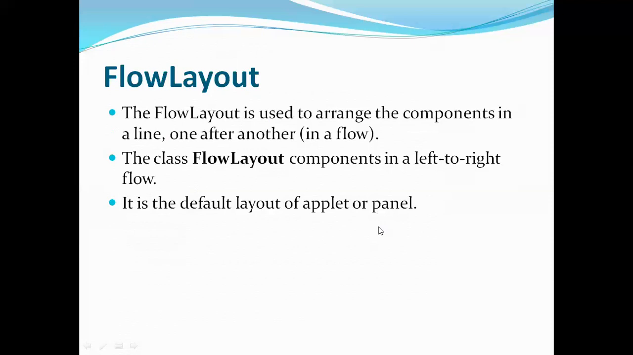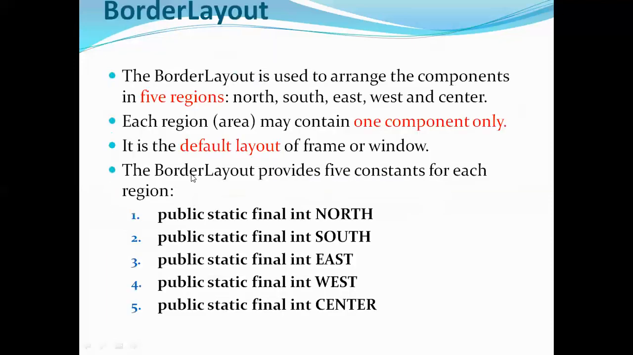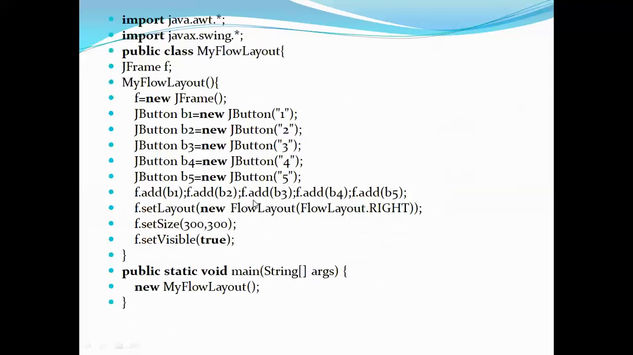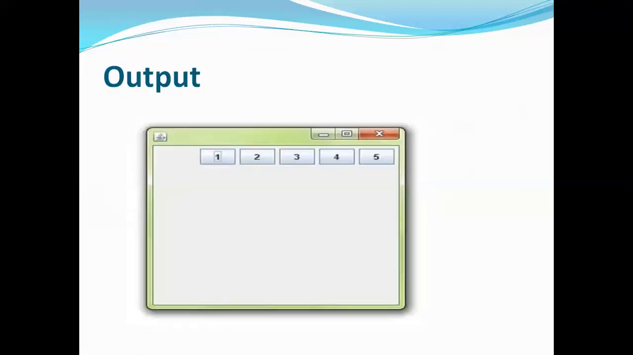So just remember, the previous one was the default layout of frame or window. So in a frame, by default, if you're not mentioning, border layout will be there. Whereas for applet or panel, the default layout is flow layout. So you have to remember these points. Now next, we'll write a small program for flow layout which will arrange the components one after the other. So we'll just see the output first, then we'll come to the program so that it will be easy for you. So just observe this output.